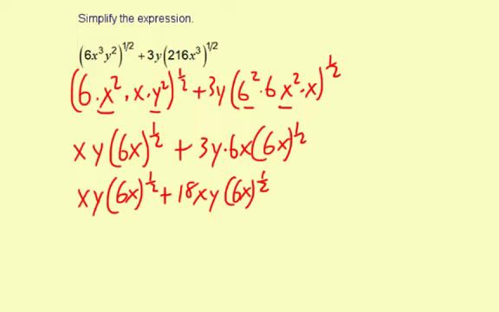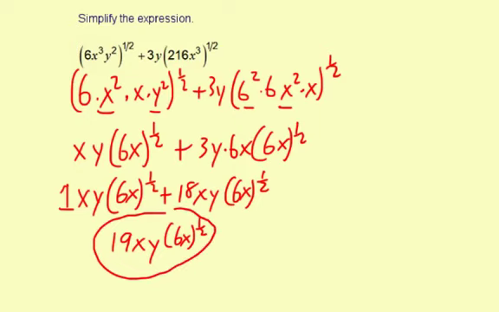So we have 1, invisible 1, let me write that in, and then plus 18, so that's going to make 19, and then it's going to be xy times (6x) to the 1/2 power. So now that expression is simplified.